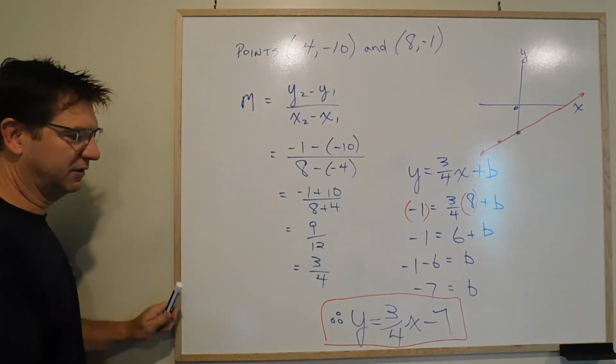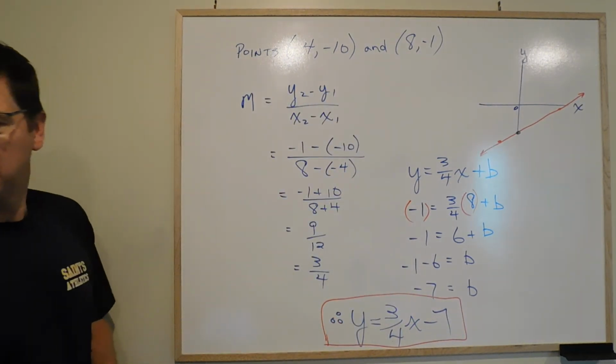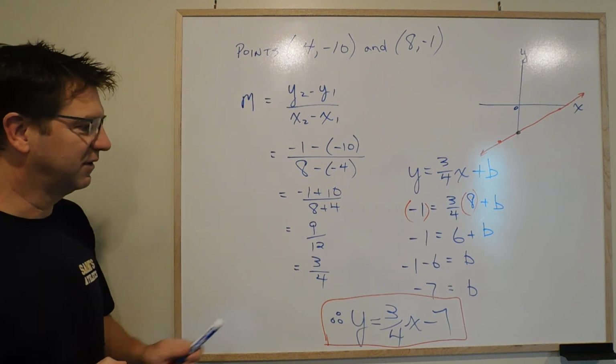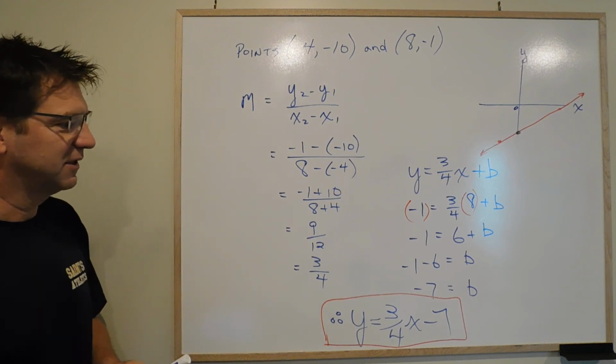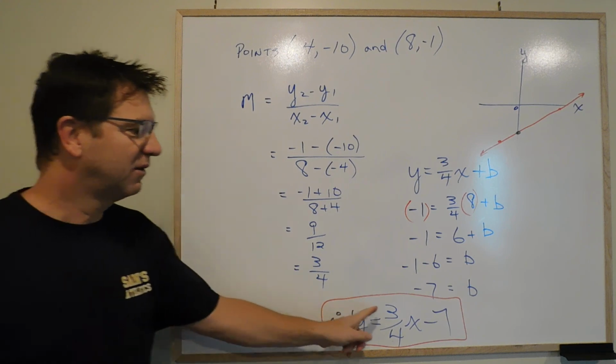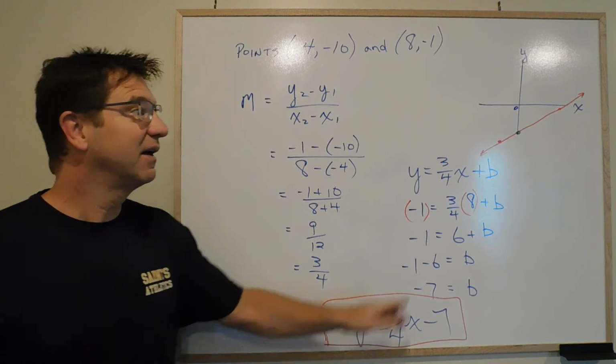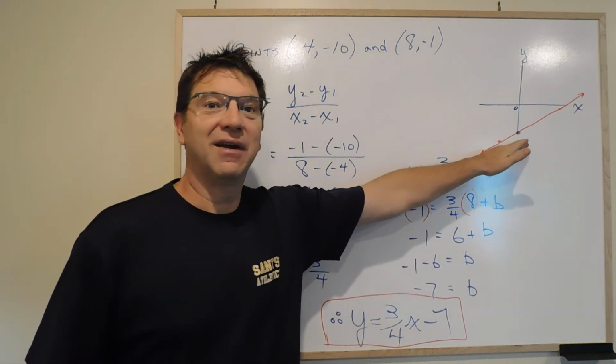And there we go, we've answered the question. And the question again was to find the equation. And the equation is y equals 3 quarters x minus 7. And that would represent the line right there.